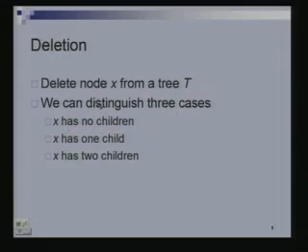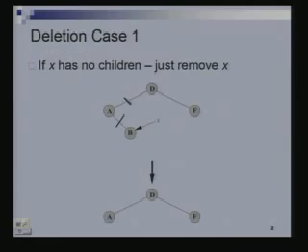The deletion operation is essentially the following: you are given a node x in the tree and you have to delete the node, and we will distinguish three cases. X has no children, which is the easiest case for deletion, X is a leaf. If x has only one child, even then the case is very easy. And when x has two children, it is slightly more tricky, but still fairly straightforward.